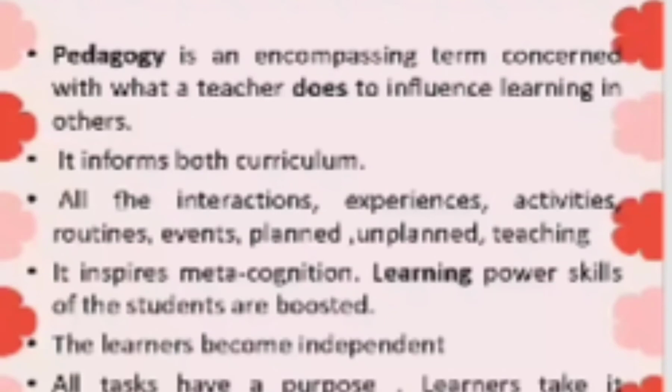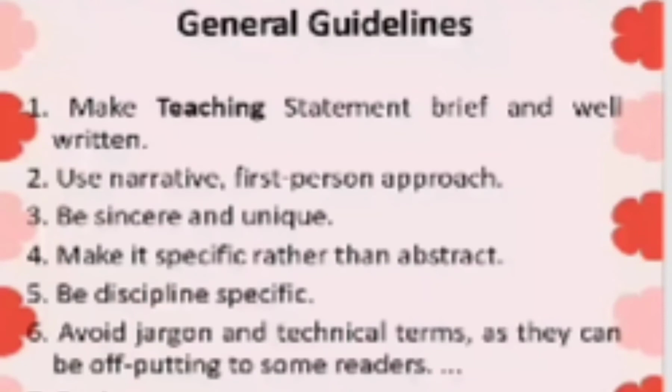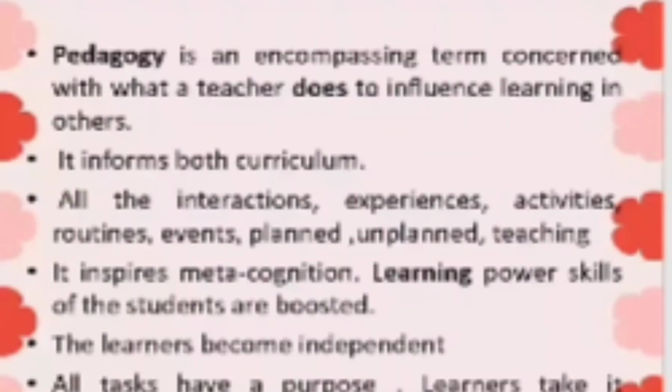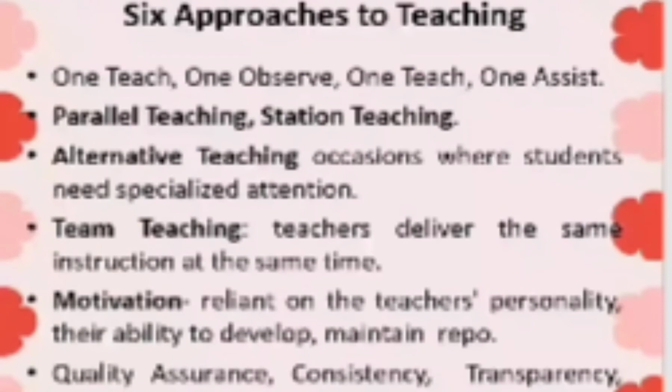So the learning becomes independent, and teaching can be improved in myriad ways; it depends upon the individual capabilities and talents of the teacher. What are the six approaches to teaching? There can be one-to-one teaching, where one teaches and one observes, or one teaches and one assesses, or we can plan group activities. There can be parallel teaching, and there can be alternative teaching.